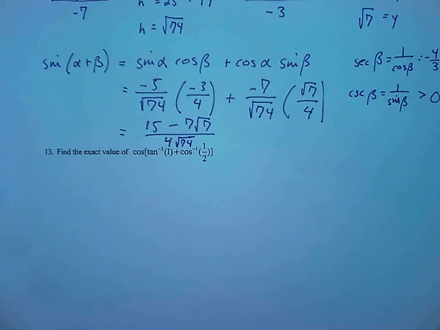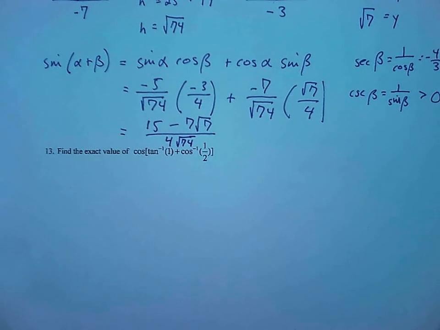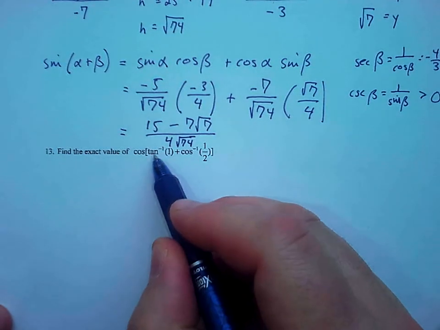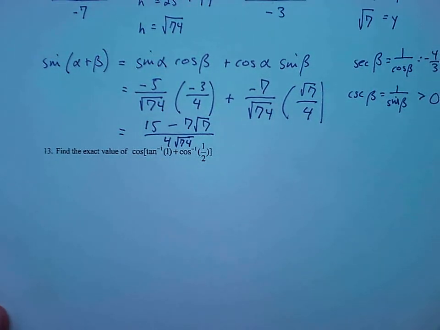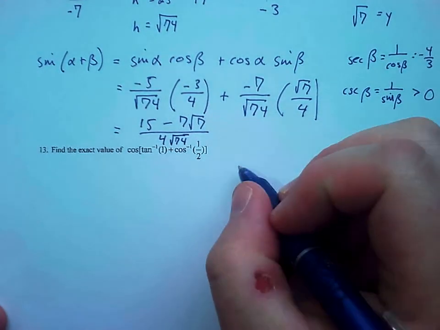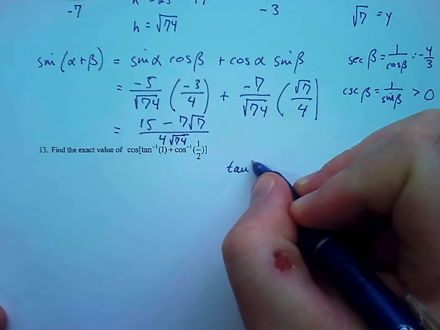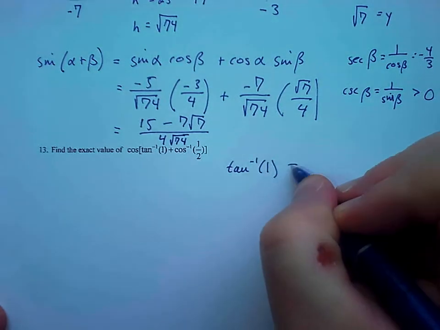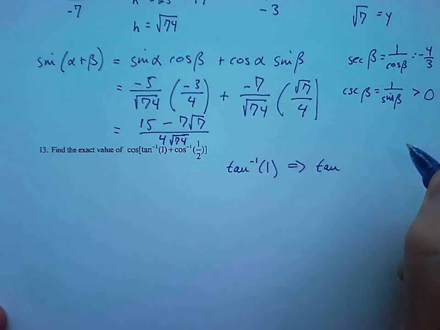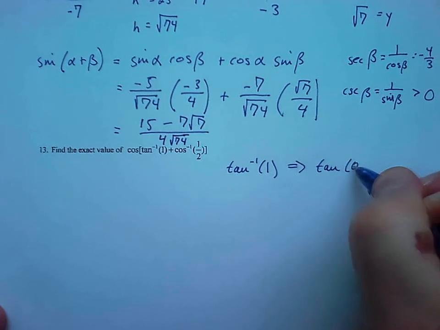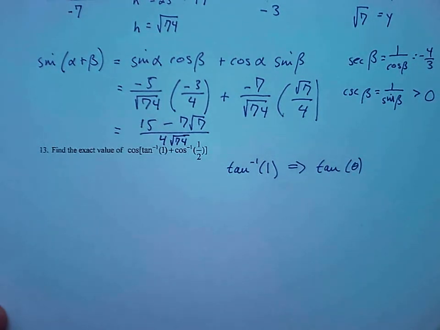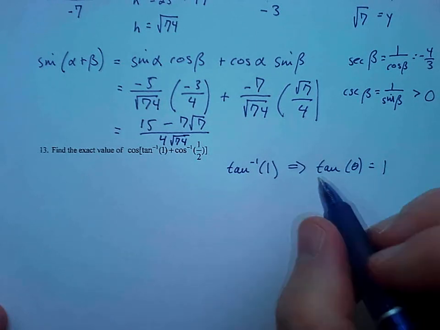Alright, let's go on to number 13. Find the exact value of the cosine of the quantity tangent inverse of 1 plus the cosine inverse of 1/2. Alright, so remember, let's first look at these inverses. This is something that we talked about in a previous section, so let's try to jog our memory. Whenever we have the tangent inverse of 1, what we're looking to find is the angle such that if we take the tangent of that, it is equal to 1.